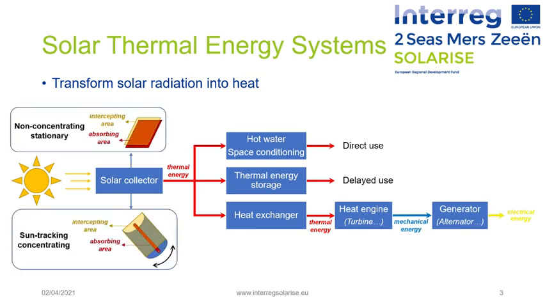A non-concentrating collector has the same area for intercepting and absorbing solar radiation, whereas a concentrating solar collector usually has a concave reflecting surface to intercept and focus the sunbeam's radiation to a smaller receiving area, thereby increasing the radiation flux. Sun-tracking concentrating collectors are suitable for high-temperature applications.